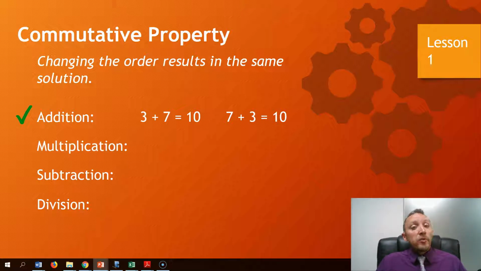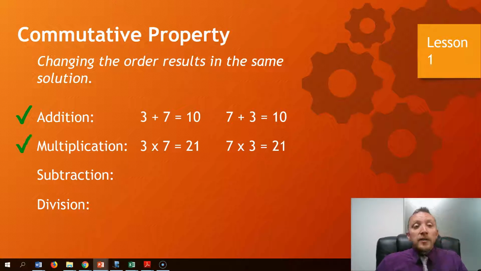Let's look at multiplication. If I had 3 times 7, well, 3 times 7 is 21. What happens when I switch the order? Well, 7 times 3 is also 21. So we can put a check mark next to multiplication as well. The commutative property also works with multiplication.